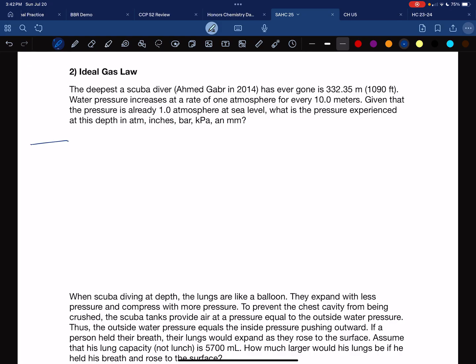So if we have sea level here, we already have 1 atmosphere. This is the sea level of the waves, and we can see there's 332.35 meters. All right, so if we want to know how many atmospheres this is going to be, we're going to take 332.35 meters and multiply it by 1 atmosphere per 10.0 meters. Meters will cancel, and that'll tell us how many additional atmospheres there are.